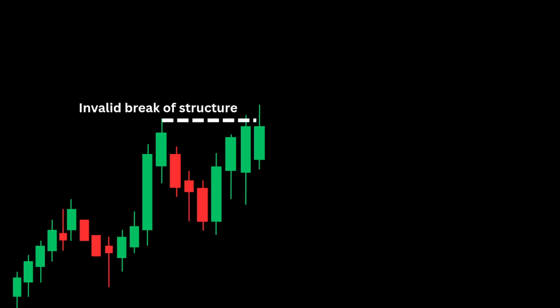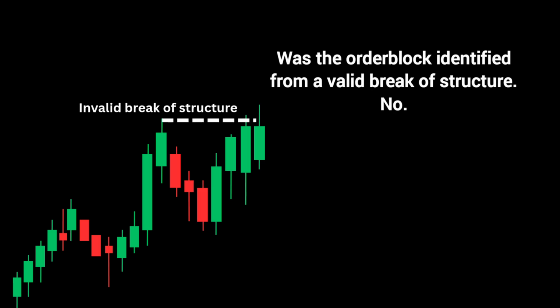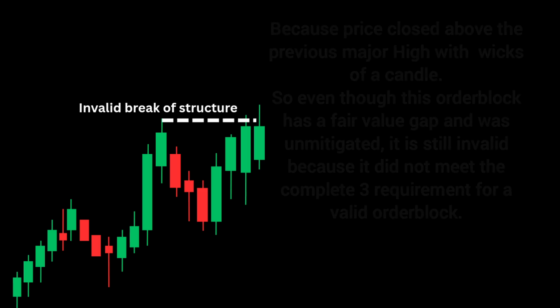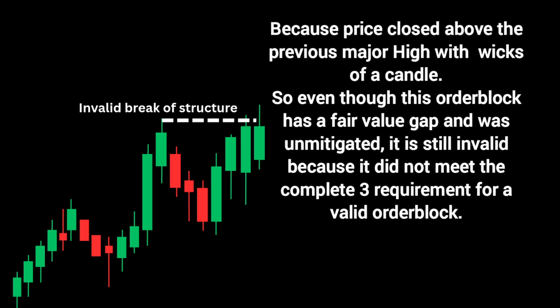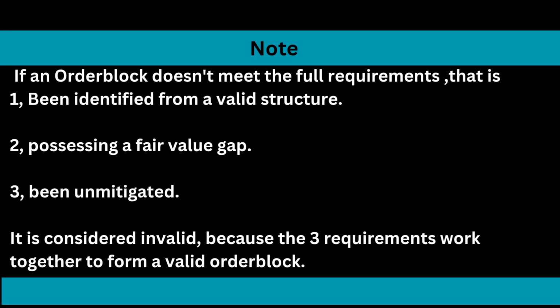Now the second diagram. Was the order block identified from a valid break of structure? No. Because price closed above the previous major high with the wicks of a candle. So even though this order block has a fair value gap and was unmitigated, it is still invalid because it did not meet the complete 3 requirements for a valid order block. Note, if an order block doesn't meet the full requirements, that is 1. Being identified from a valid structure. 2. Possessing a fair value gap. 3. Being unmitigated. It is considered invalid, because the 3 requirements work together to form a valid order block.